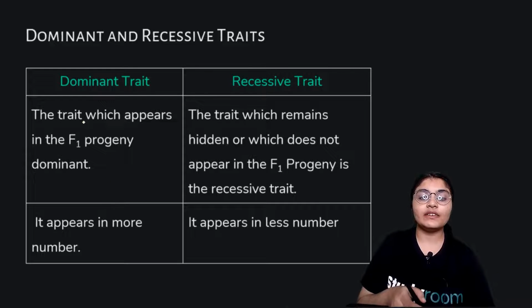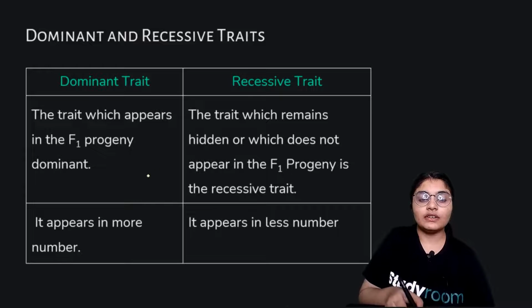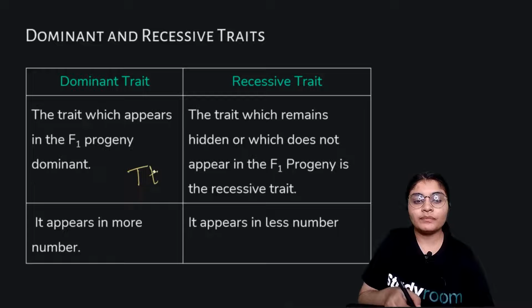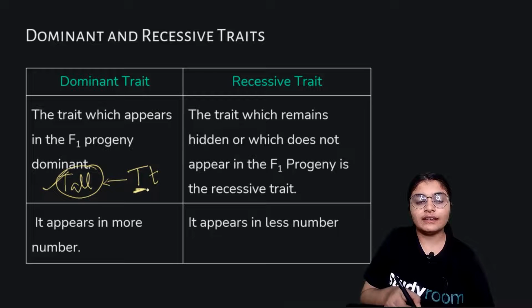So here we see the dominant and recessive traits. The trait that appears in the F1 progeny is said to be dominant. So what was the F1 progeny in the monohybrid cross that we saw? The F1 progeny was capital T, small t, and the observed character was tall. So tall here is the dominant trait, and capital T is the dominant allele.